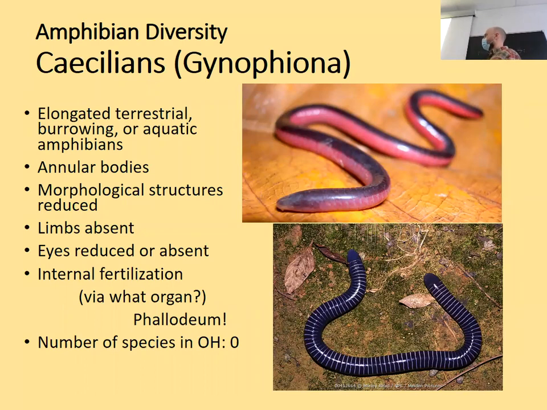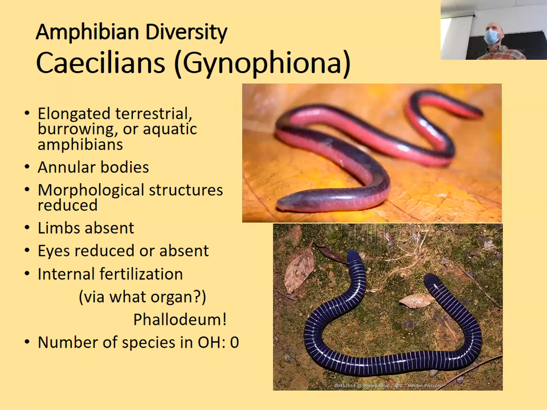They often don't have eyes either, or their eyes are kind of scaled over, so ineffective. They do practice internal fertilization, but what's cool is they don't have a penis. They have an organ called a phallodeum that's an outgrowth of some other tissue, and the sperm is transferred to the egg via internal fertilization through this cool organ.